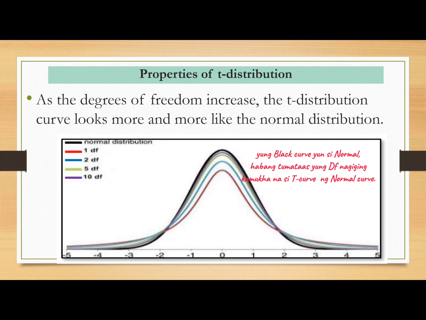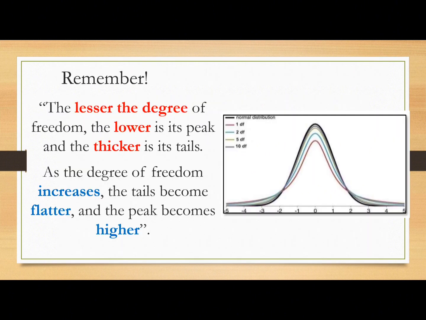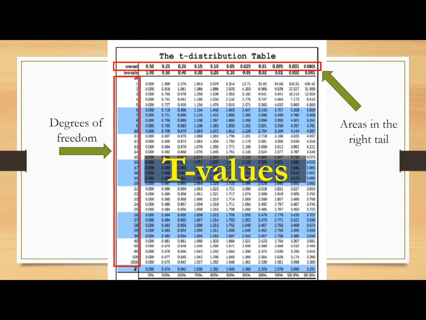So, if you look, as the df increases, the t-distribution curve becomes closer to the normal distribution curve. When the degrees of freedom are lesser, the peak is lower and the tail is thicker. When the degrees of freedom are increasing, the tails are flatter and the peak is higher. So, here are examples of a t-table.